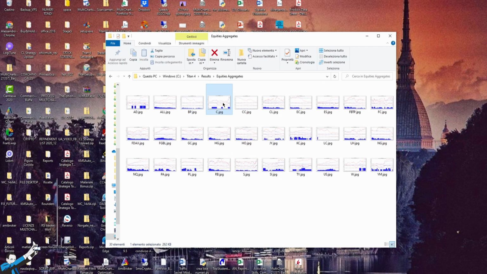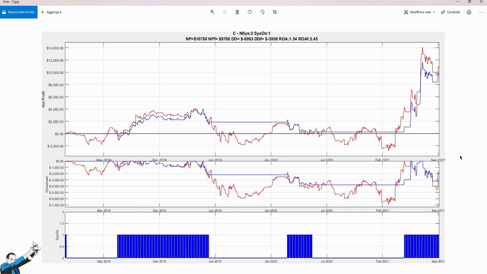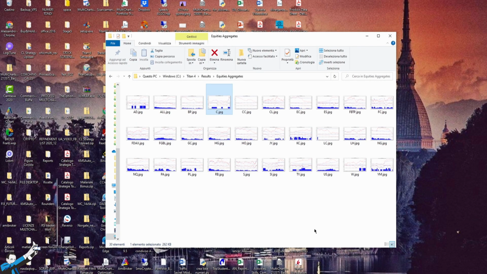Let's move on to another market, the corn future. It seems to me that Titan has filtered the strategies on this market very well. We're able to cut the drawdown both here and here, getting a net profit that is still in line with that of the strategy. Now, let's see what's happened on Bund.